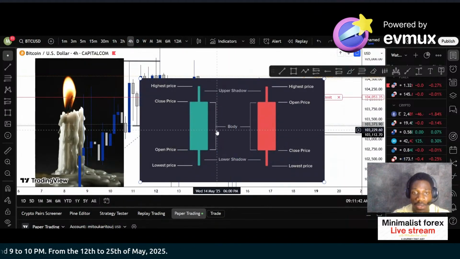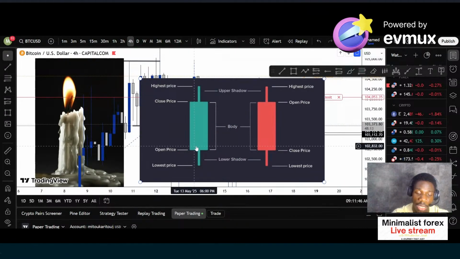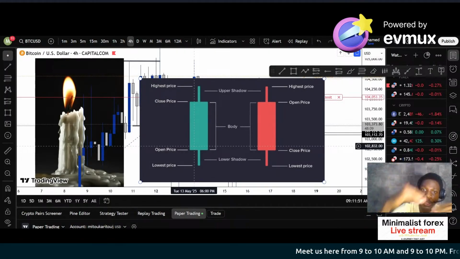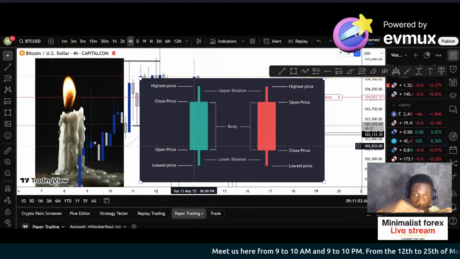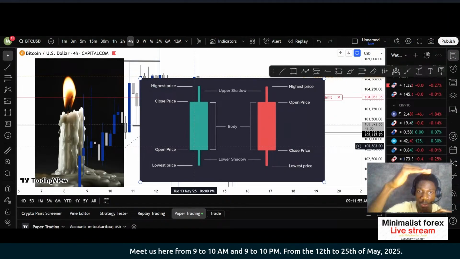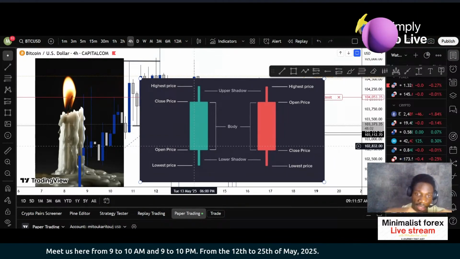Okay. But now the candles are different for bearish and bullish candles. So for a bullish candle, like we know, a bullish candle is a candle that starts at a point and goes upward, because bullish just means going upward. So it opens at a point, and then goes upwards and closes above where it started.